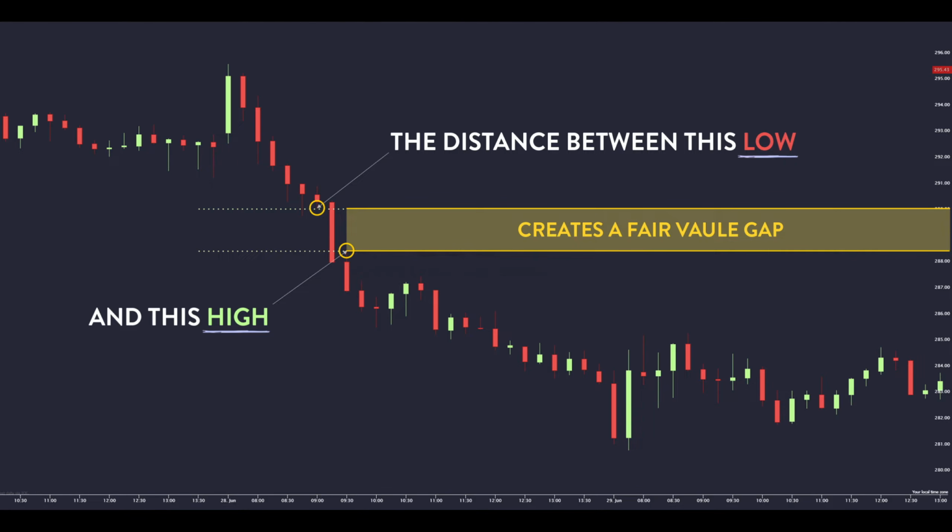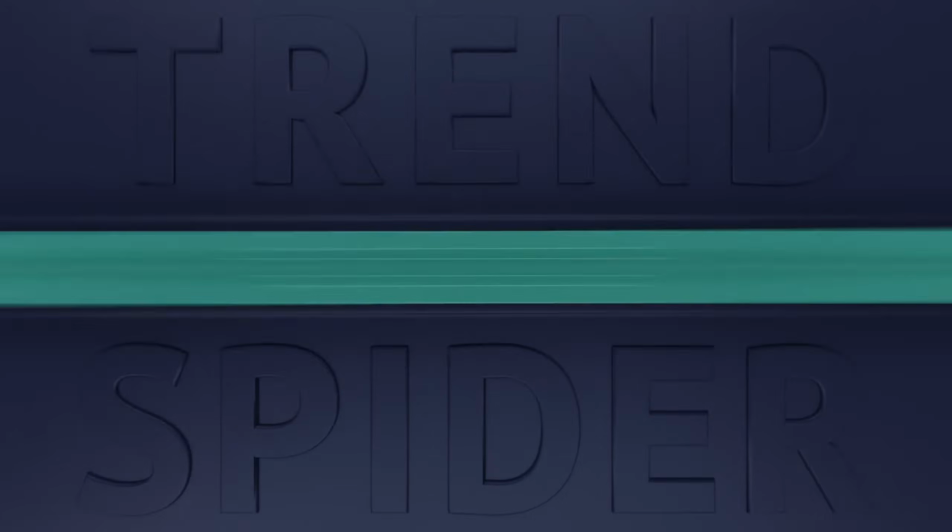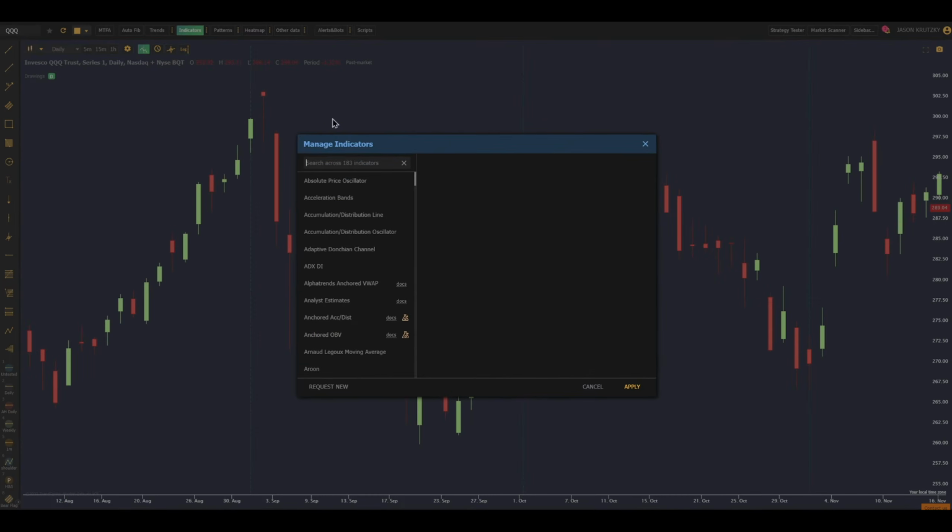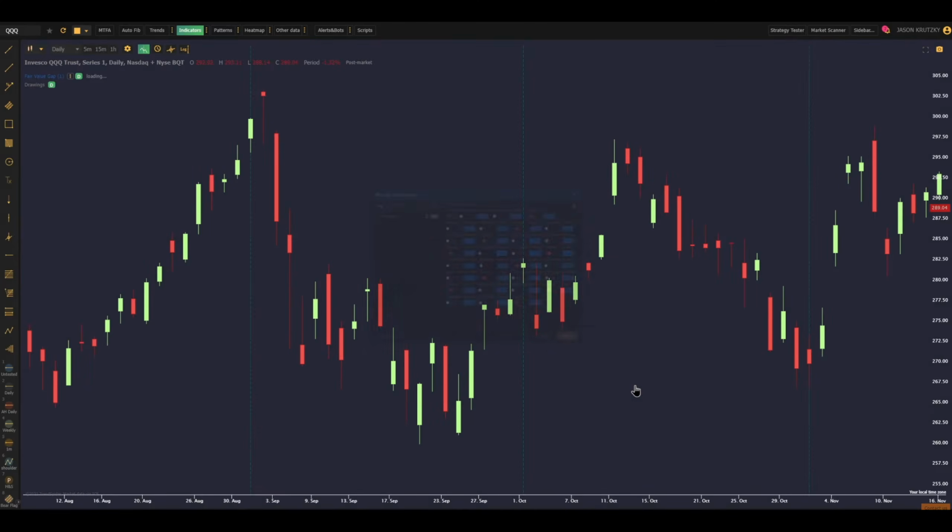Let's add the indicator to our charts and take a look at a few examples. We're going to simply click the 3 dots next to the indicators button. We're going to type in FVG. We're going to select it and hit apply. And now we've got it on our chart.